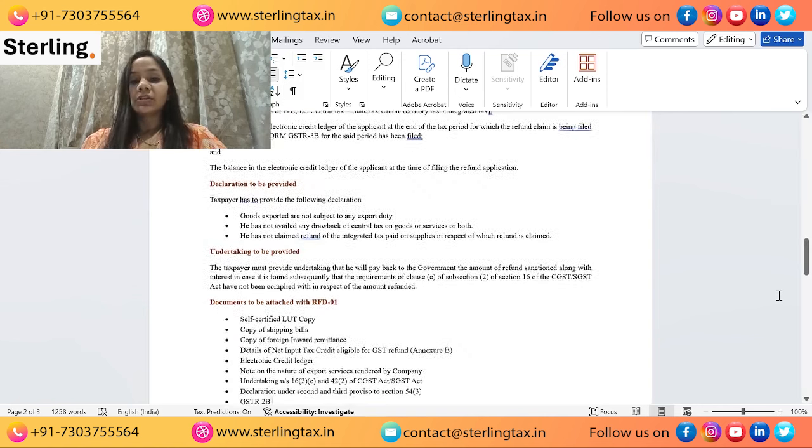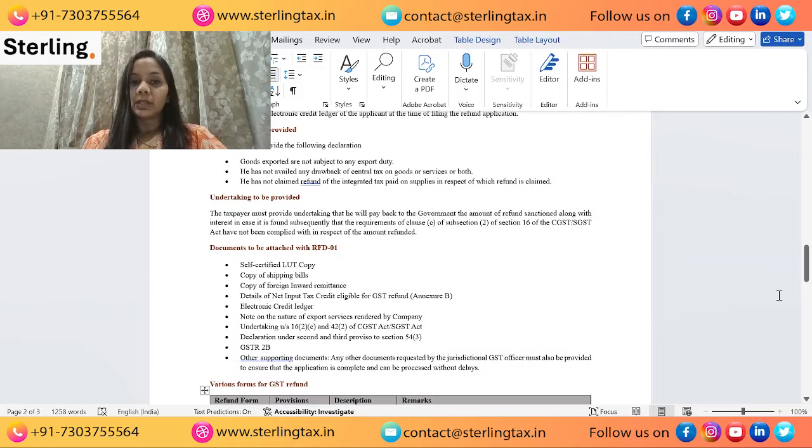While filing the refund application, there are certain documents that need to be furnished. Like first, a self-certified copy of the LUT. LUT is basically a letter of undertaking, which is a must.